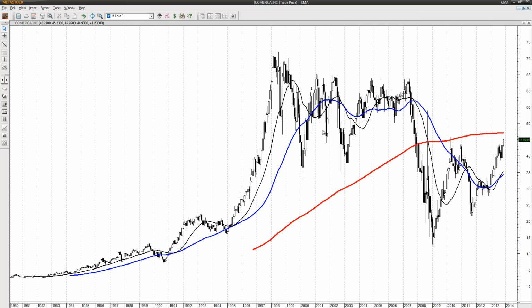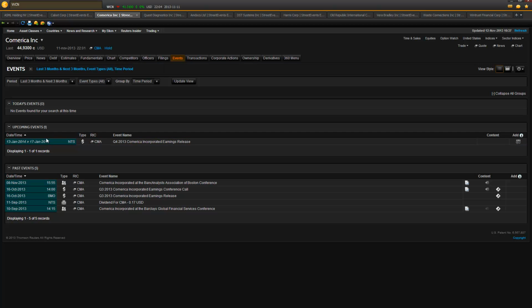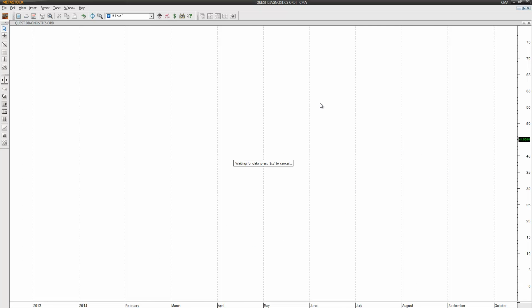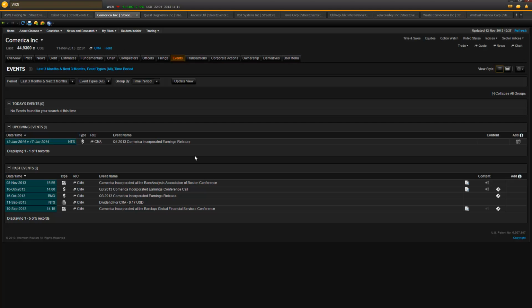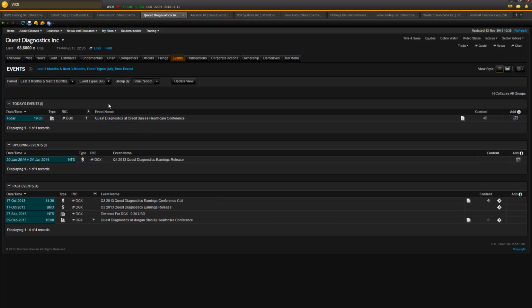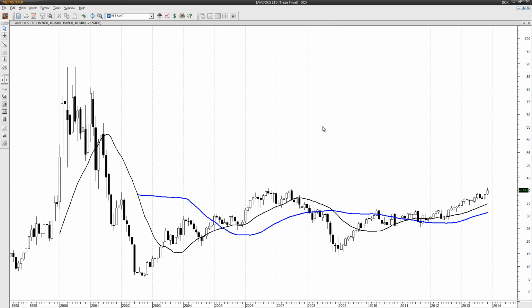Next chart, CMA. I'm using this high peak at 45.84. This is the 200 monthly moving average, so I'm not going to use that one. 45.84. CMA, check for earnings. No earnings. Okay, next chart, Quest Diagnostics, DGX. I'm using this high print, 64.87. That's my short sell level. Check earnings. No major event.